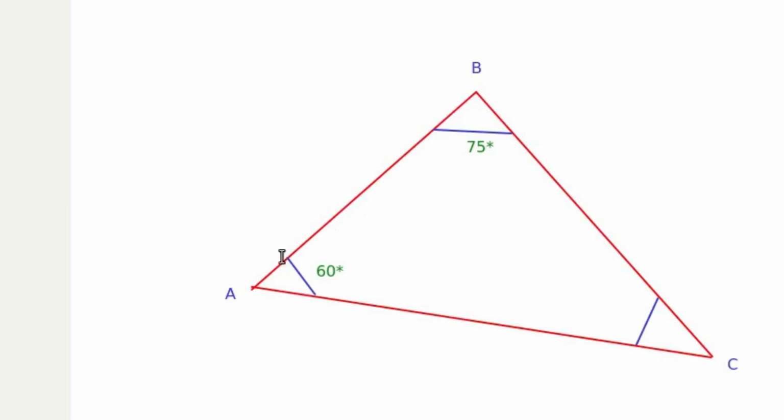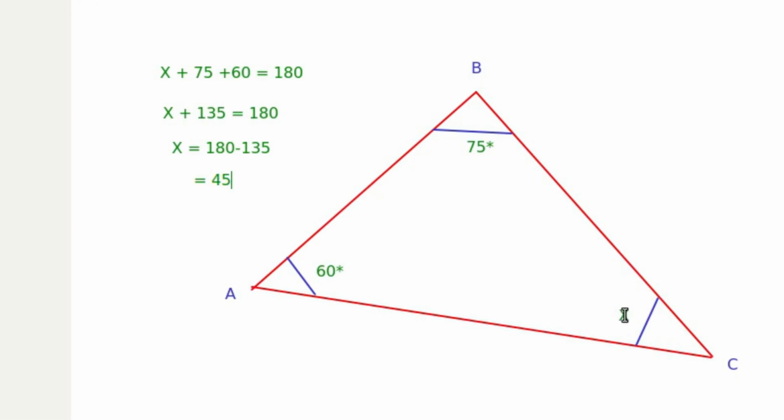Now look at this. Here there is a triangle. Angle A is equal to 60 degrees. Angle B is equal to 75 degrees. And angle C, the measure is not written here. And how much will be angle C? Let's assume that angle C is X.